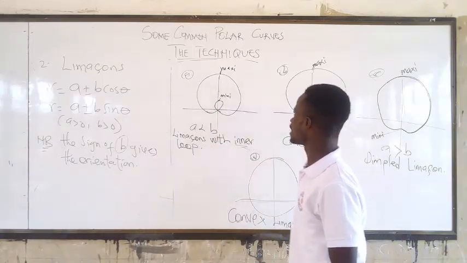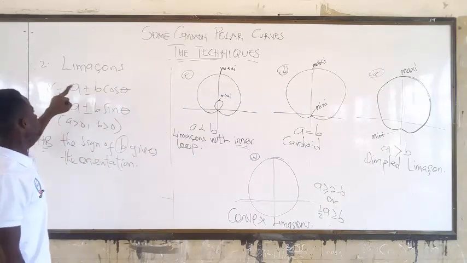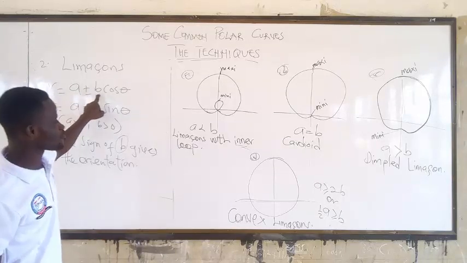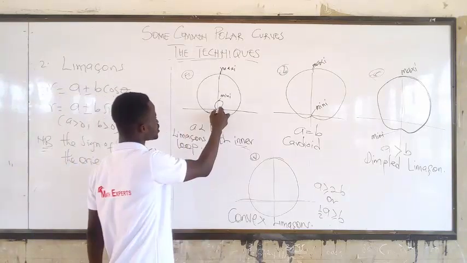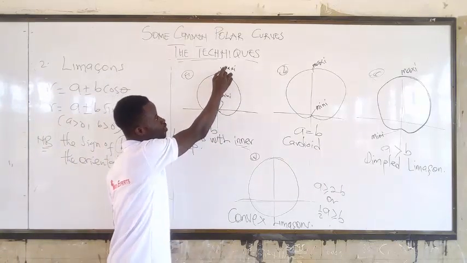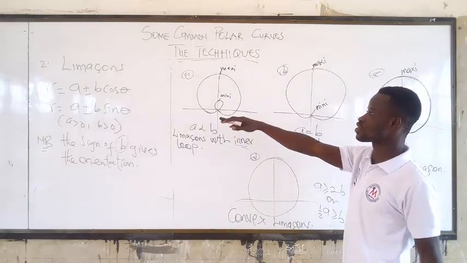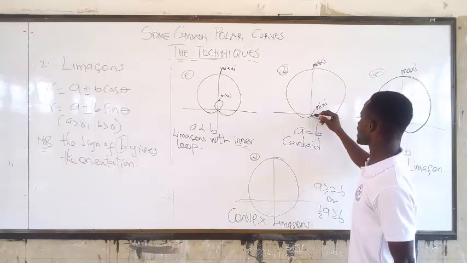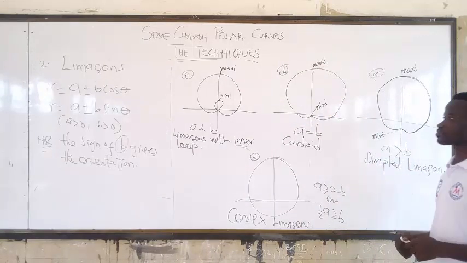Alright. That is when this A is less than the B. So when the value here is less than the value here, then we get what? The inner loop. And that is how it's going to be the inner loop. The inner loop here is the minimum and here is the maximum. I'll talk about it. Alright. This also, when A is equal to B, that's what we call a cardioid. And here is the minimum, here is the maximum. I'll talk about it. Alright.